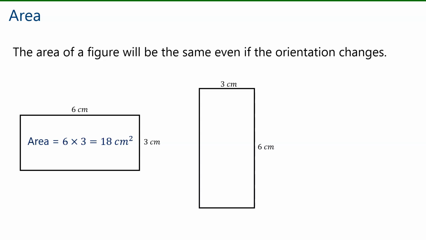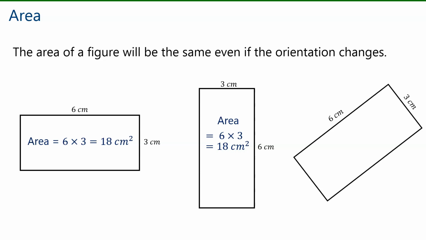Now if I were to tip that this way, the area is still going to be 18 when I multiply 3 and 6 together. Even if I change the orientation to be on this diagonal here, the area is still going to be 18 square centimeters. So no matter which way I change my rectangle, I will always have the same area. It always covers the same amount of space. Now that's true not only for rectangles, but for other shapes as well.